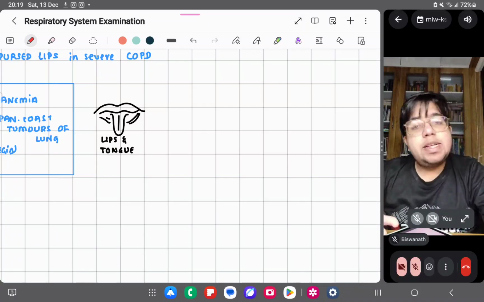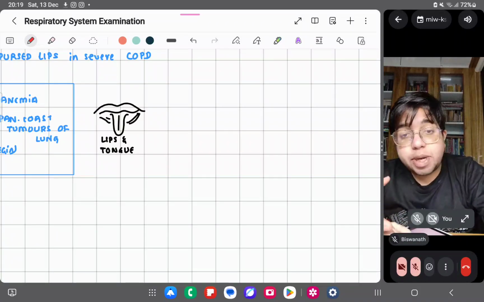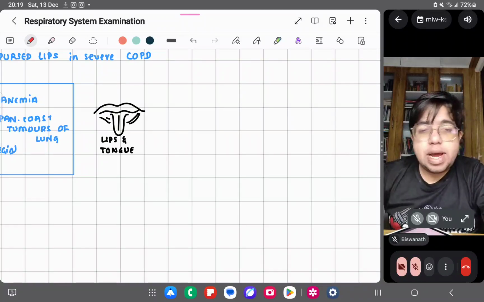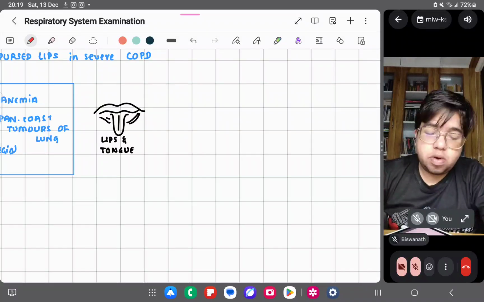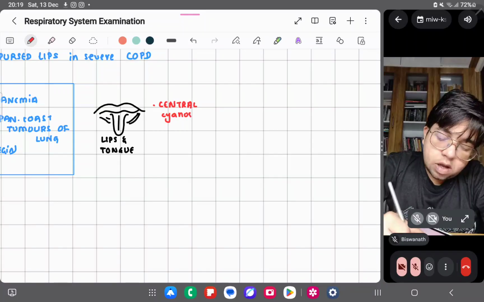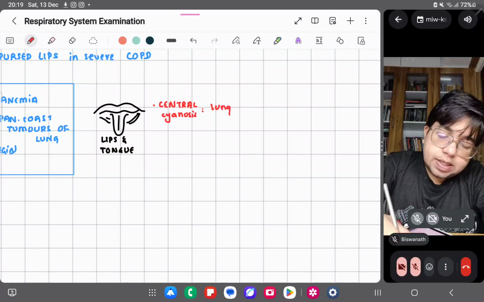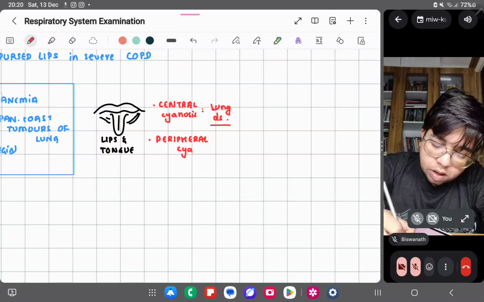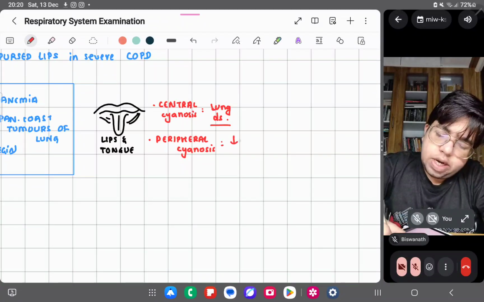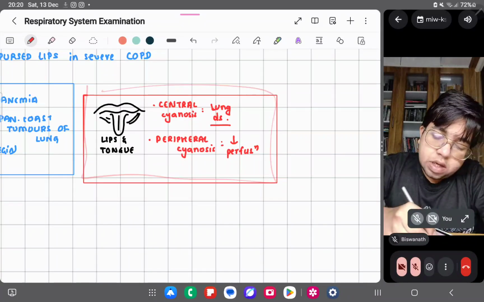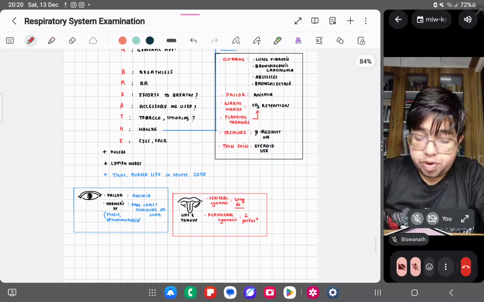If you're getting central cyanosis, then you can suspect it to be a lung disease. If you're getting peripheral cyanosis, then this may be due to inadequate perfusion. So central cyanosis, lung disease; peripheral cyanosis, due to decreased perfusion. You can write. Okay. So these things you knew from your tongue.